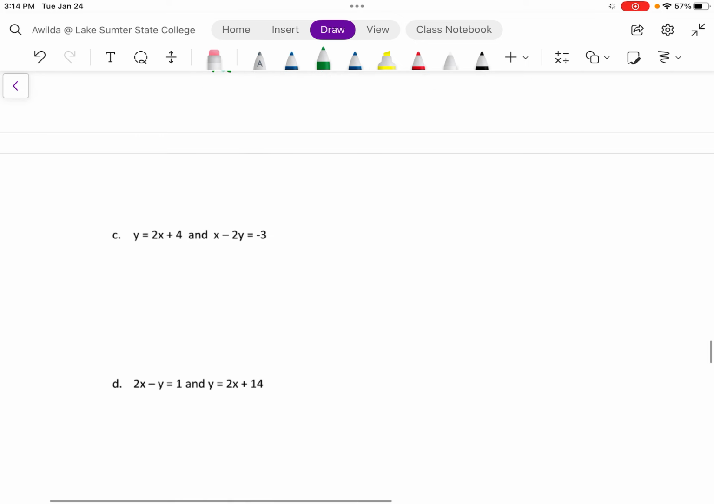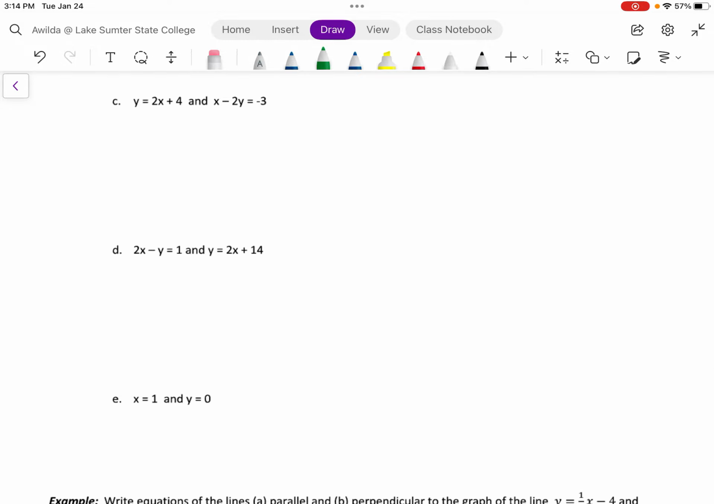All right, let's take a look at the next example. We have y is equal to 2x plus 4, and x minus 2y is equal to negative 3. By now, hopefully, you'll get the hang of what we're doing. We're going to rewrite both equations in slope-intercept form. In this case, the first one already is. So we just have to manipulate the second equation. Let's subtract x from both sides and divide both sides by negative 2. So the second equation becomes y is equal to positive 1/2 times x plus 3/2.